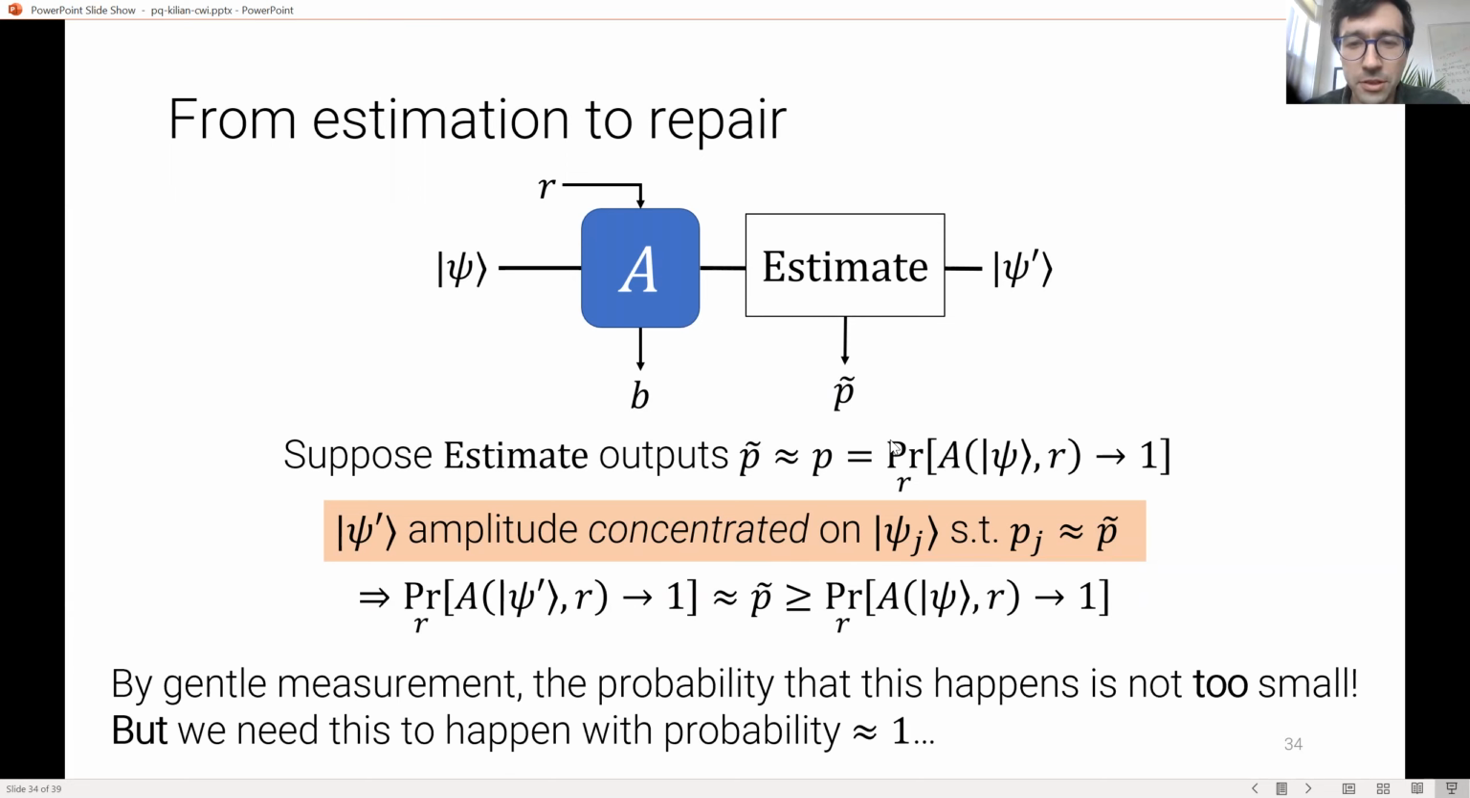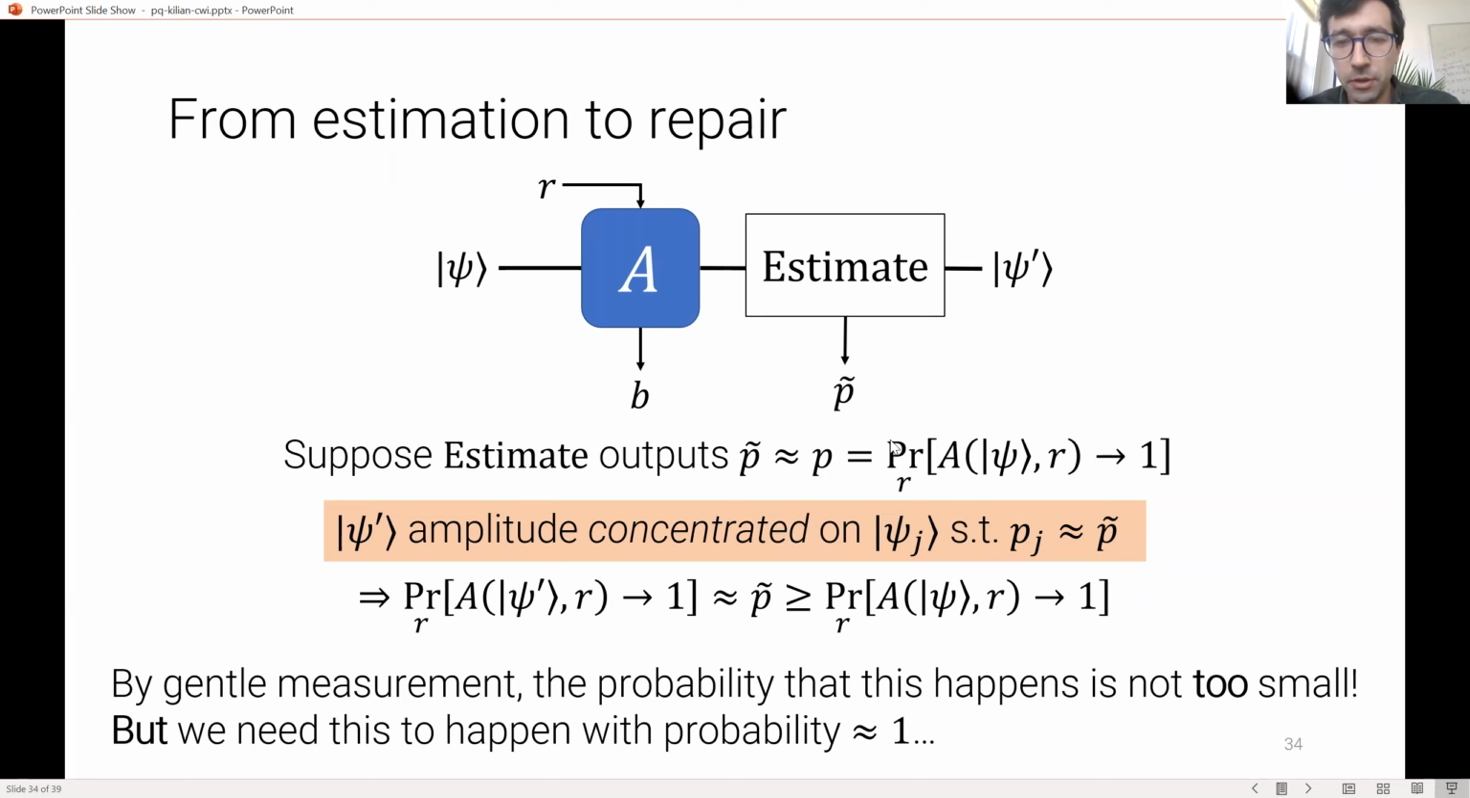And the probability that happens is actually not too small, basically because this A measurement did not disturb the state very much. It's a binary measurement, so the estimation procedure should give you p tilde that's close to p with good probability by its own guarantee. And if I apply a measurement, then this can't change by very much. The probability that this happens, if I apply a binary measurement, can't change by very much.